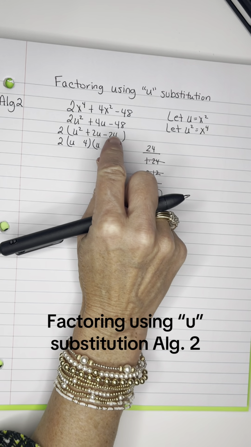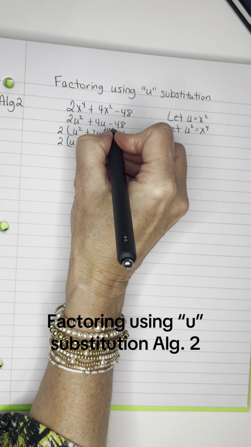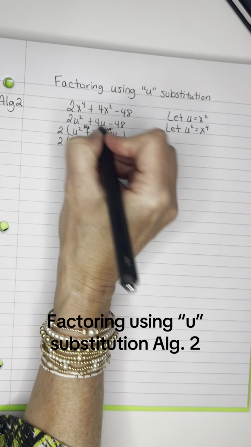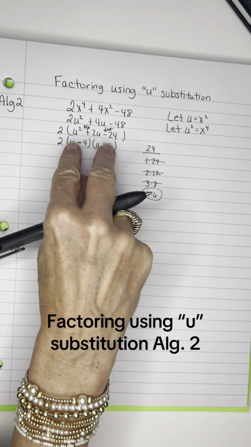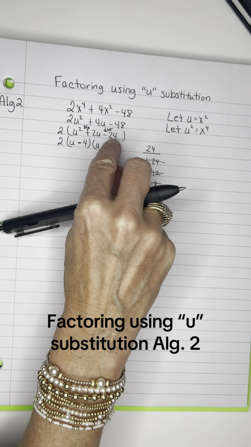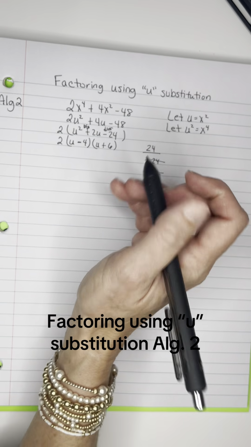Now, to get a negative 24, these signs have to be different from each other. The bigger one is going to have to be positive, so that's a positive 6 and a negative 4. Negative 24 when I multiply these, and when I take 6u minus 4u, I do get a positive 2u.